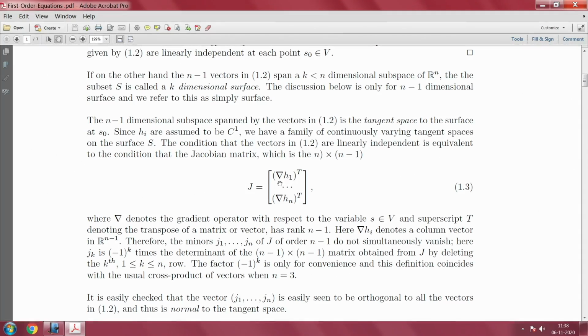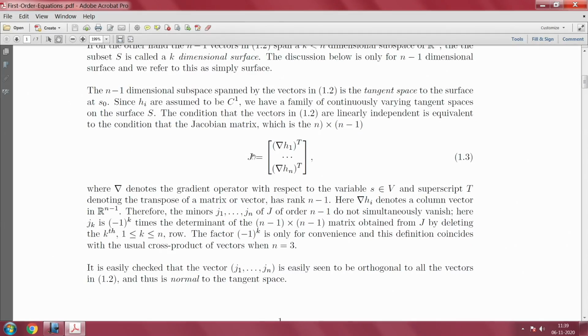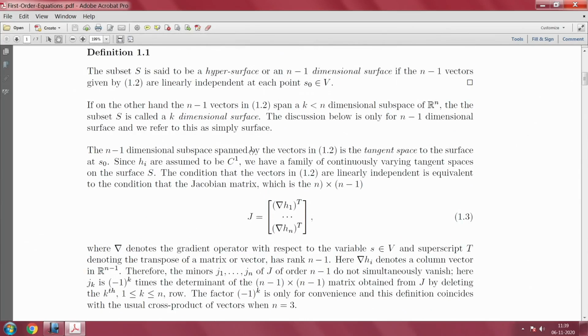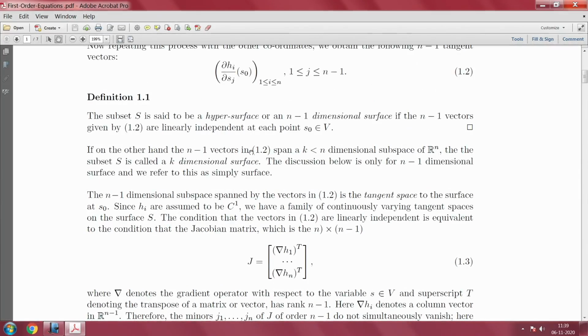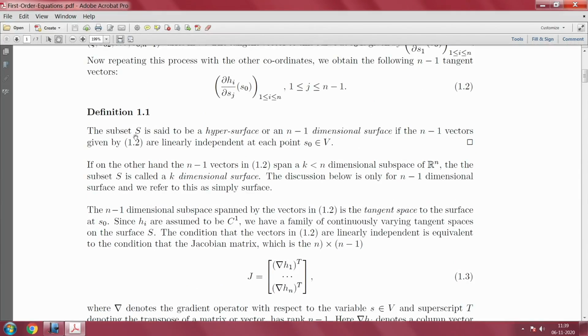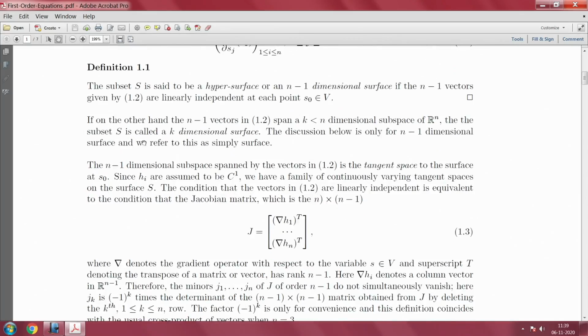I call the minors j 1, j 2, j n. There are n minors of order n minus 1. The rank condition says that at least one of them should be non-zero. So, that is the analytic statement of this object S being a surface.